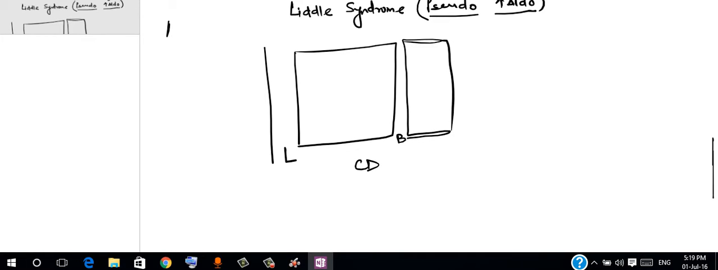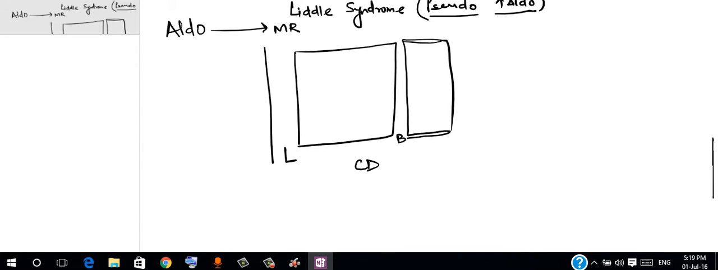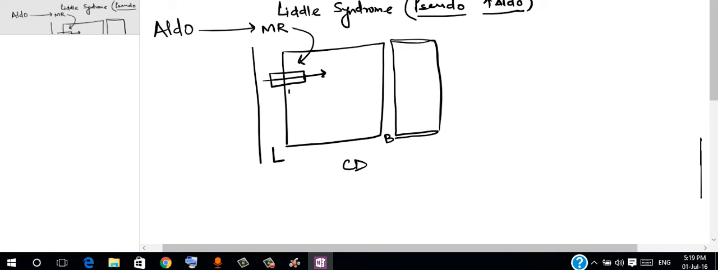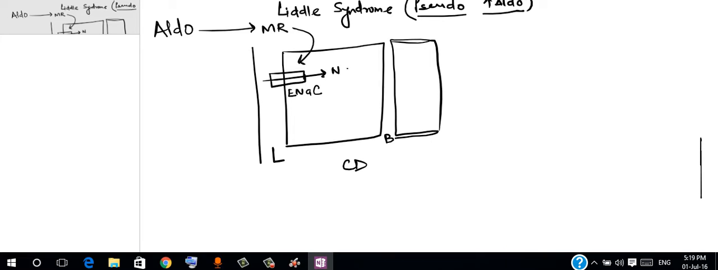Now, the function of aldosterone is that aldosterone acts upon the mineralocorticoid receptors, and these mineralocorticoid receptors increase the number of epithelial sodium channels on the luminal side. So these are the epithelial sodium channels on the luminal side, and these increase the reabsorption of sodium. The sodium is then further transferred across the basolateral membrane via sodium potassium pumps. So overall, aldosterone is acting via these mineralocorticoid receptors to increase the number of active epithelial sodium channels, thereby increasing the reabsorption of sodium.